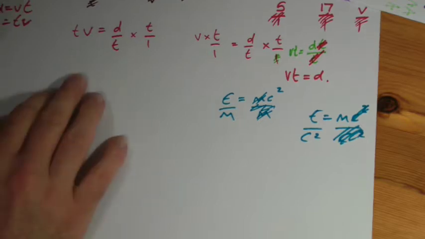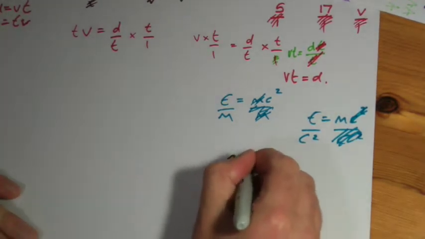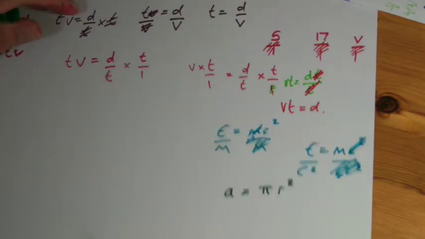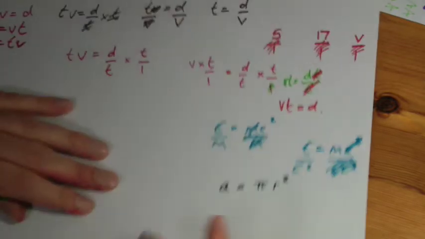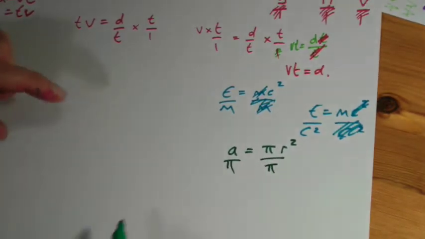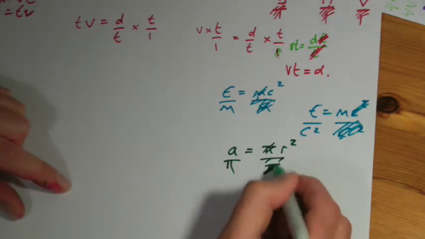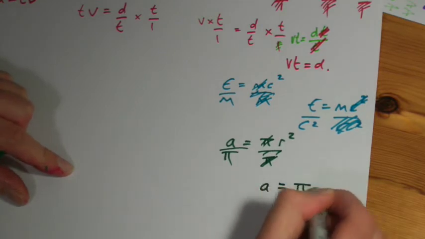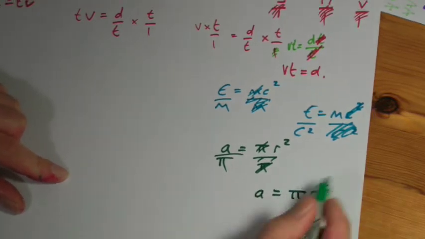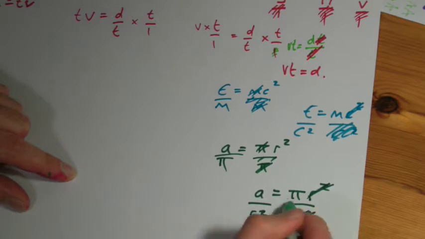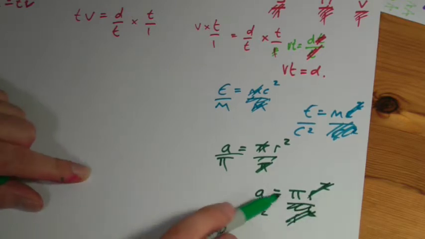One that you may come across, area equals pi r squared. Pi times the radius of the circle squared. I can manipulate it the same way. I can divide that side by pi and that side by pi, pi on the top, pi on the bottom. A divided by pi equals r squared. Let's write out again. Area equals pi r squared. This time I'm going to divide both sides by r squared. R squared on top, r squared on the bottom, get rid of them. A divided by r squared equals pi.